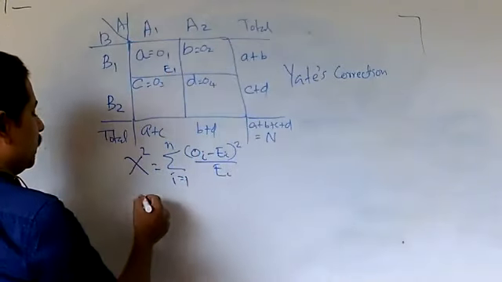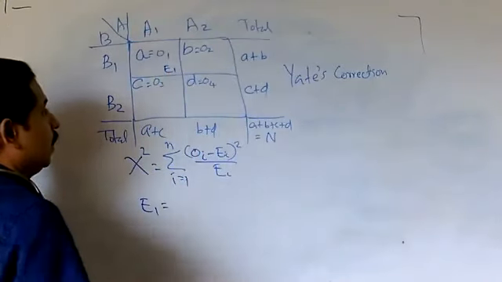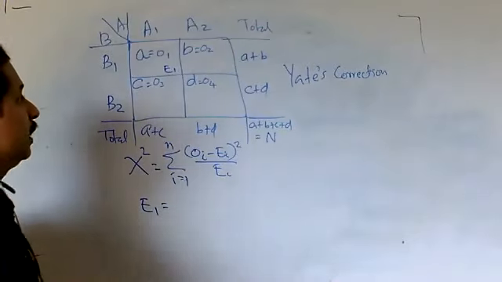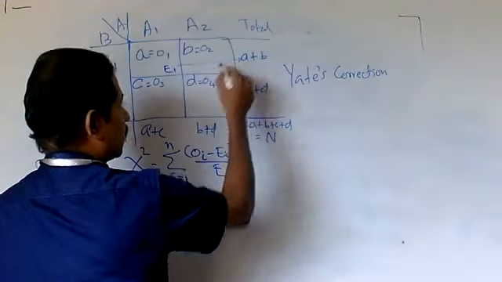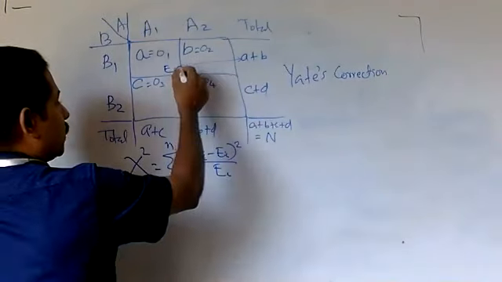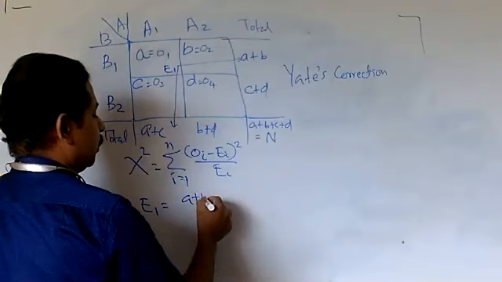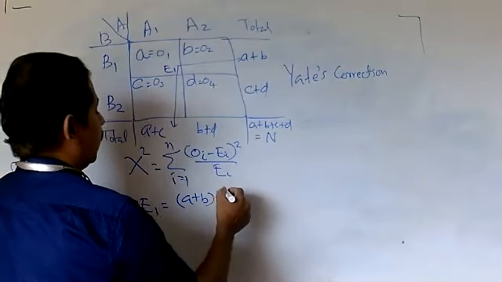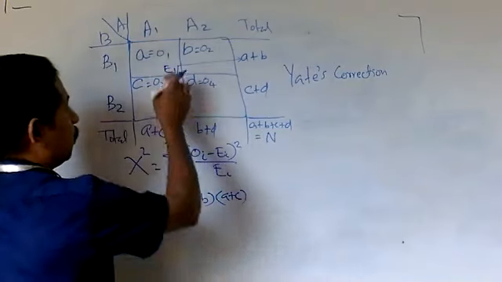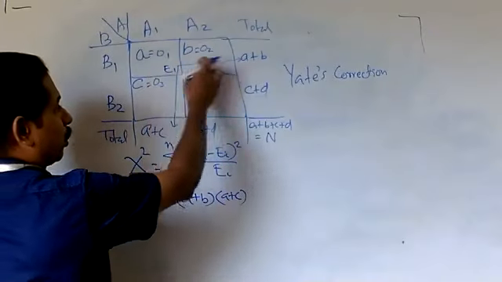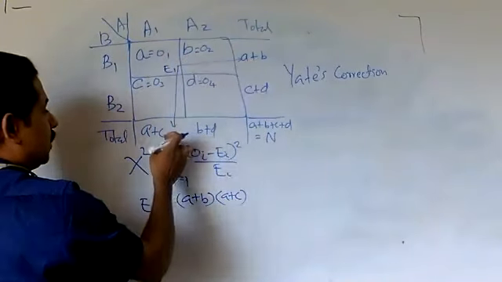The formula is: E1 is equal to the row total multiplied by the column total, divided by N. The row total is this value, and its column total is this value. So (A plus B) into (A plus C). For the cell E1, its row total is A plus B and its column total is A plus C.